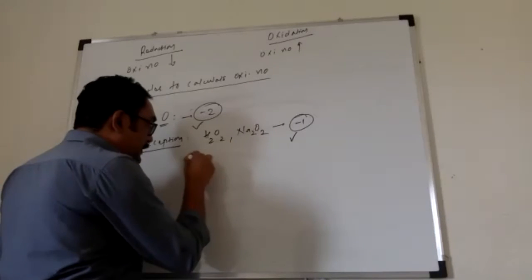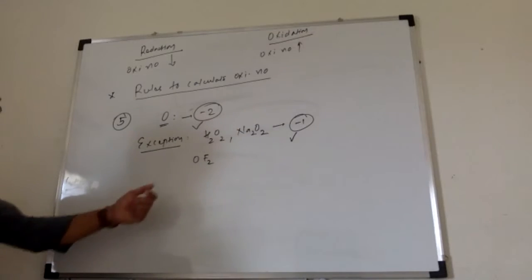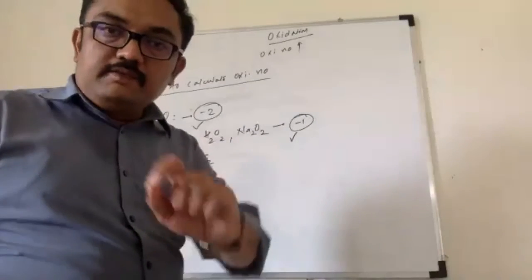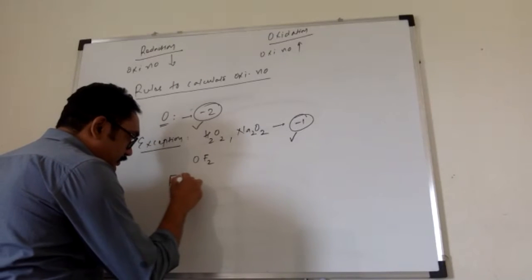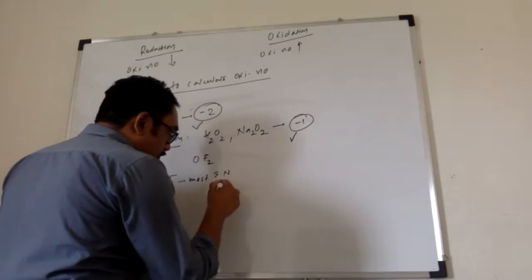And when oxygen is combined with fluorine, let's say in OF2, remember fluorine is always -1. Fluorine is the most electronegative element.